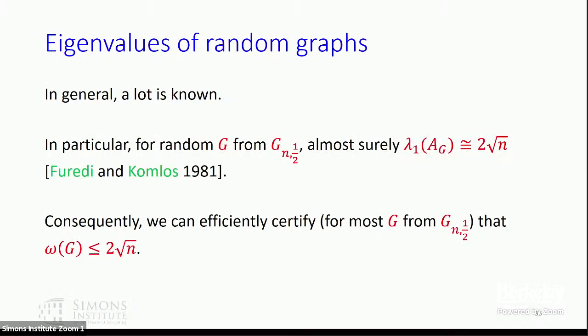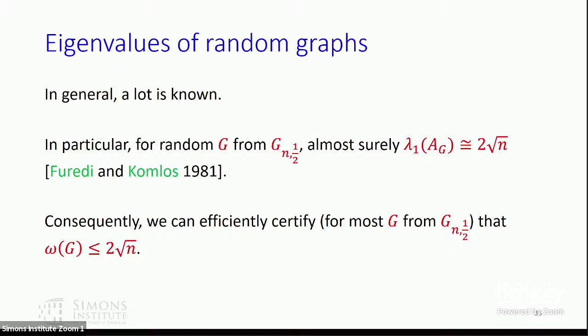Now we have a random graph, and a lot is known about eigenvalues of random graphs. So we know that if we take a random graph like G½ that we are using here and construct this matrix AG, with overwhelming probability, its largest eigenvalue is going to be roughly 2 square root n. Okay? So using this, we can certify that the input graph that we have does not have a clique larger than 2 square root n.